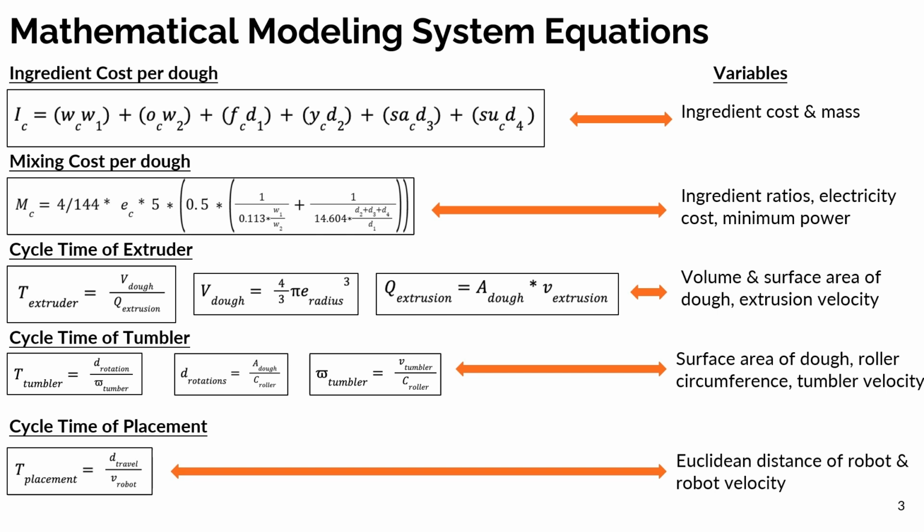Here are our system level equations. First is ingredient cost, which will consist of the cost and weight of each ingredient, the mixing dough cost, which will consist of those ingredient ratios and electricity cost, the cycle time of our extruder, which will include the volume, surface area, and extrusion velocity, the cycle time of the tumbler, which will include variables such as the surface area of the dough, roller circumference, and tumbler velocity, and the cycle time of the placement, which will include the Euclidean distance of the robot and robot velocity.